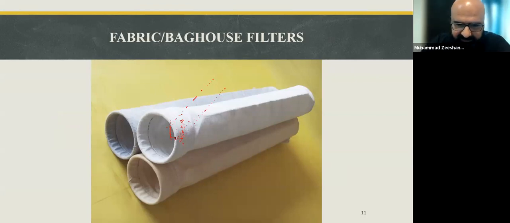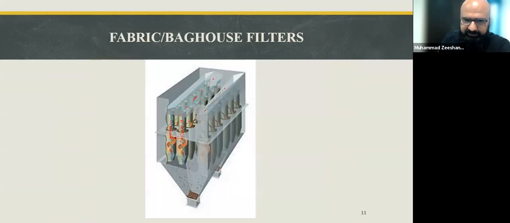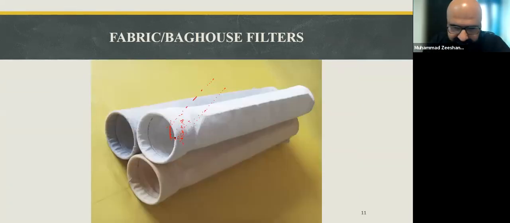In the previous figure it was vertical, whereas in this picture it is placed horizontally. So we have got options. Either we introduce the dirty gas from inside this baghouse filter, which means the particulate matter would be collected on the inner surface of the filter, and cleaner gas would exit the filter from all of this surface.